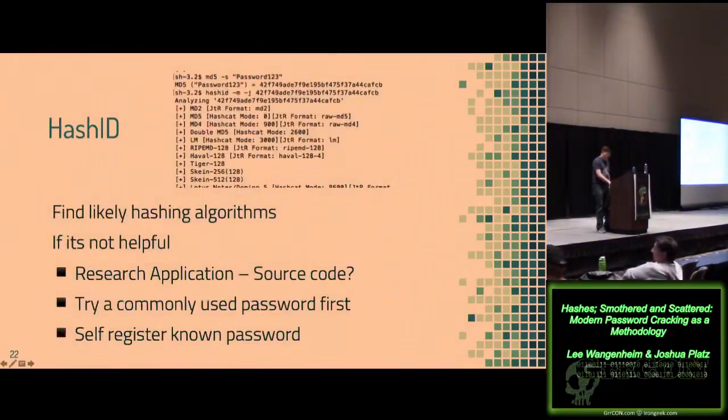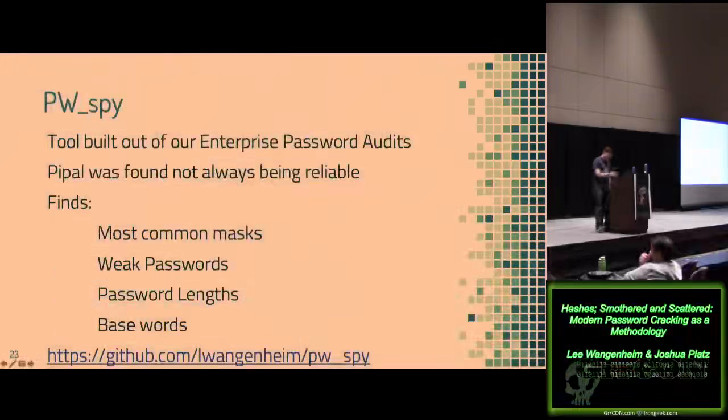This is what a typical hash ID output is going to look like. As you can see, it's not super helpful. You get this random hash on a gig, you put it into hash ID, and it's like, I don't know, it might be one of these 15 different things that nobody uses anymore. PW Spy I covered. That's where you can find the link. So it's just super easy to spell, Wangenheim, PW Spy.